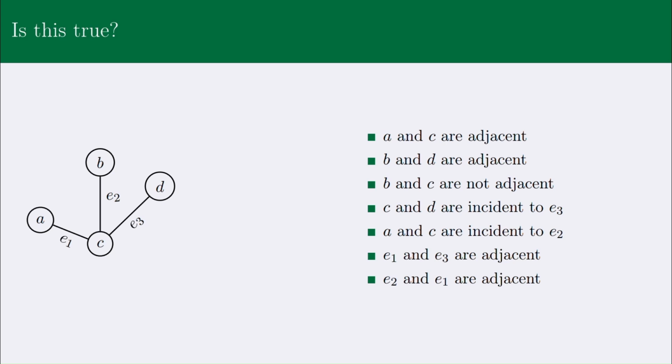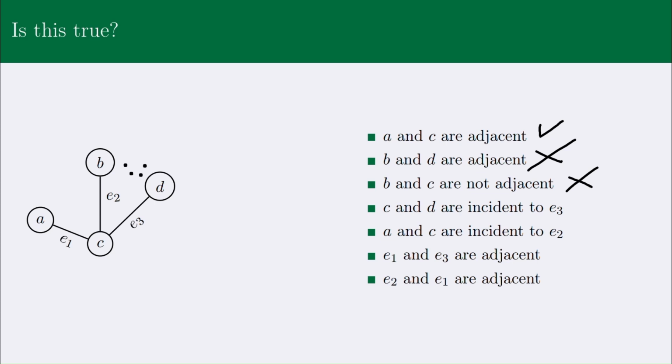Is it true? A and C are adjacent. A and C. Yes, because there is an edge E1 that connects them. So, yes, that's true. B and D are adjacent. No, there isn't any edge that connects B and D. So, it's not true. B and C are not adjacent. B and C. They are adjacent because there is an edge E2 that connects B and C. So it's also not true.